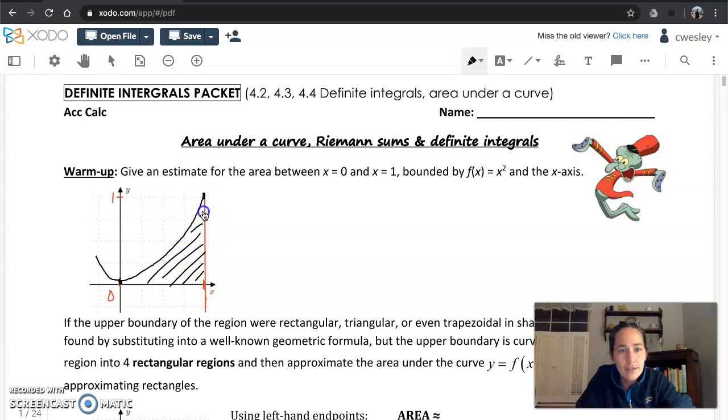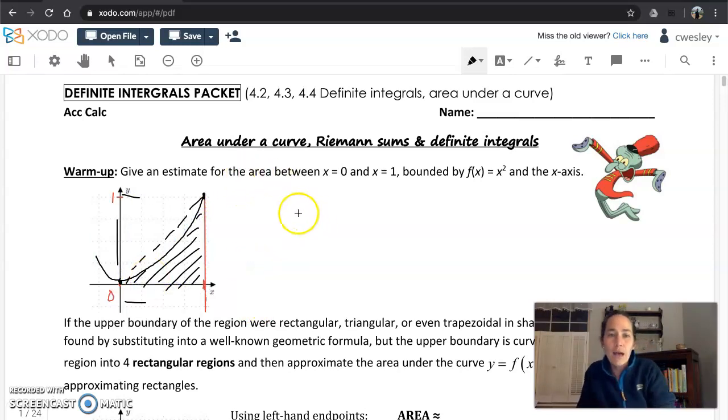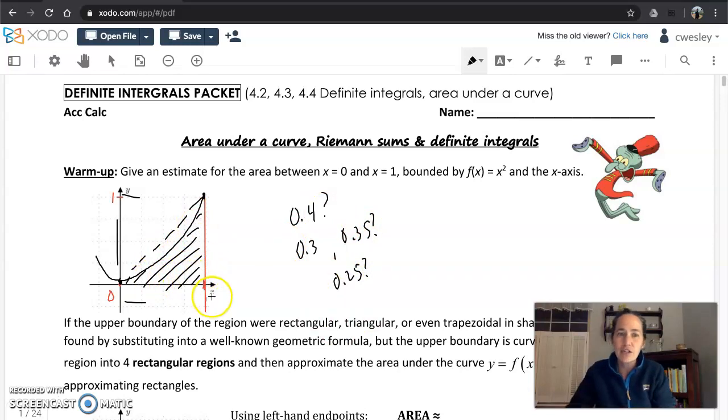So it's bounded by x equals 0 and x equals 1, the curve y equals x squared, and the x-axis. So I want you to guess, what do you think that area is in square units? Well, this entire box here is 1 square unit of area, so it's definitely less than 1 and more than 0. It looks like it's slightly lower than a half of a square unit, because a half of a square unit would be all the way diagonal, yikes, this way. So I'm going to guess maybe 0.4, maybe 0.3 or 0.35, maybe even 0.25. All these square units might be good guesses for how much area, how much space that shading takes up.